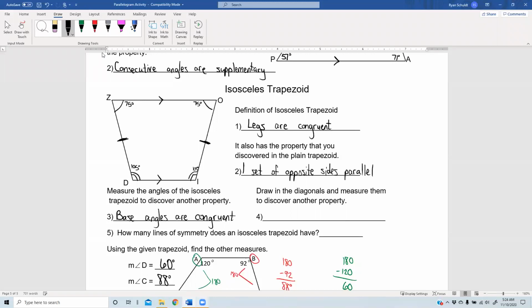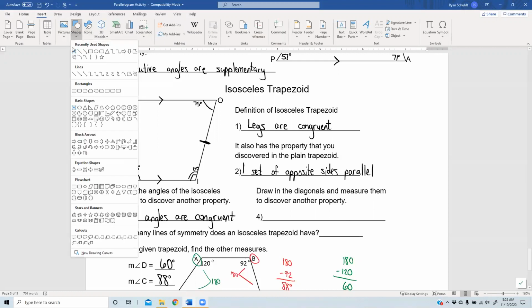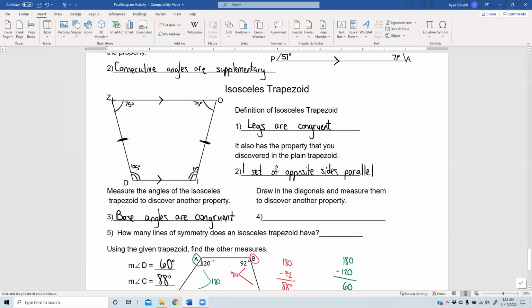Okay, then they ask us to draw in the diagonals and measure them to find yet another property. So let me draw in my diagonals here.